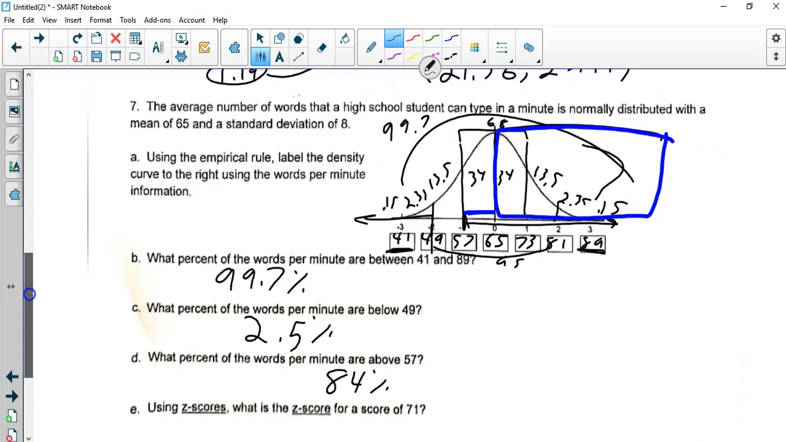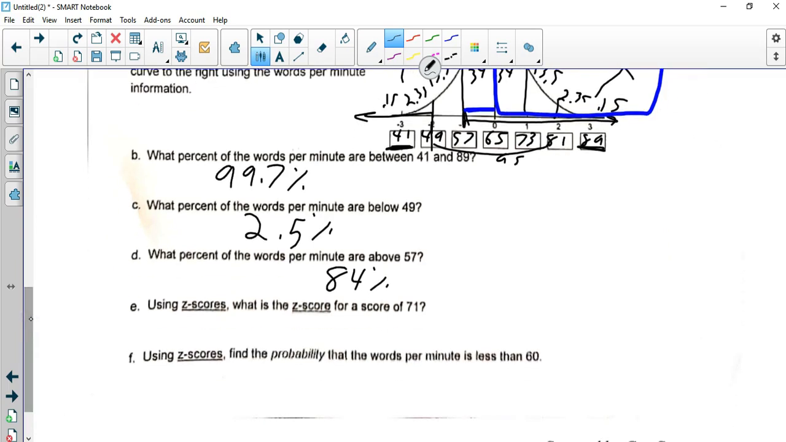Now, using z-scores, what is the z-score for a score of 71? Okay. Well, for this one, remember, 71 is going to be right here. In between 0 and 1. So our z-score, we should think about ahead of time. When we calculate this, our z-score should be a positive number between 0 and 1. So, remember, it's a very simple formula. It's on your cheat sheet. It's the actual minus the mean divided by the standard deviation. And here's why it's nice to forecast it. When you do this, you get 0.75.